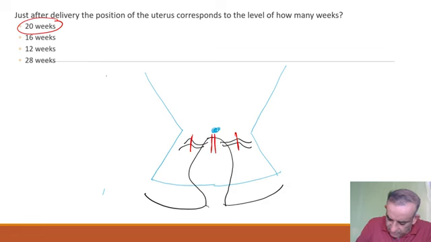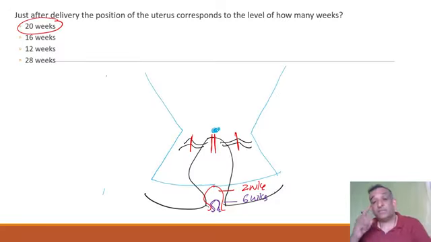When does the uterus become a pelvic organ? Please don't say 6 weeks. It becomes a pelvic organ in 2 weeks. When does it become a normal organ? It becomes a normal organ, guys, in 6 weeks. So it becomes a pelvic organ in 2 weeks and a normal organ in 6 weeks.